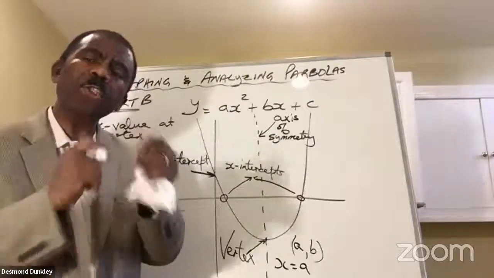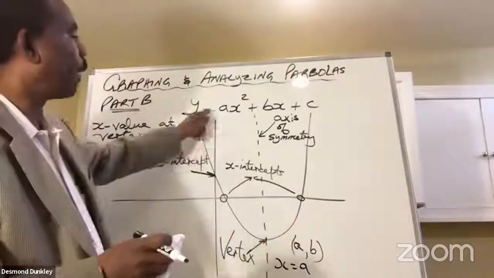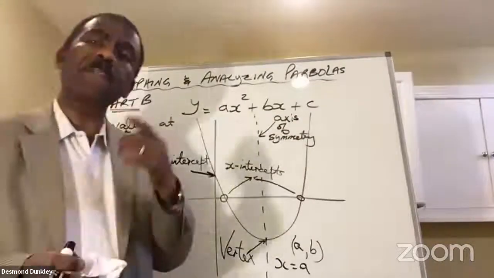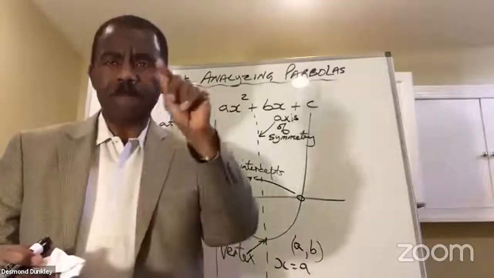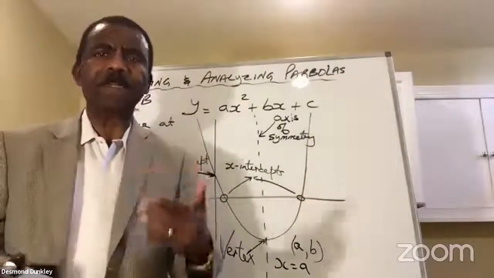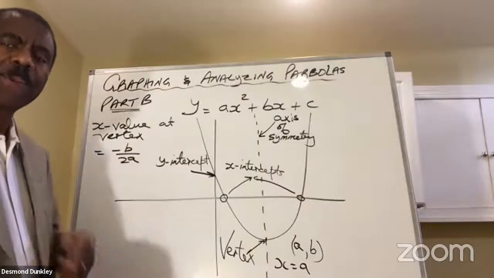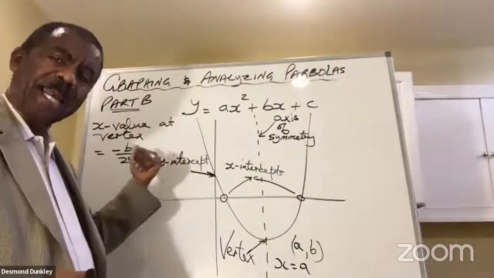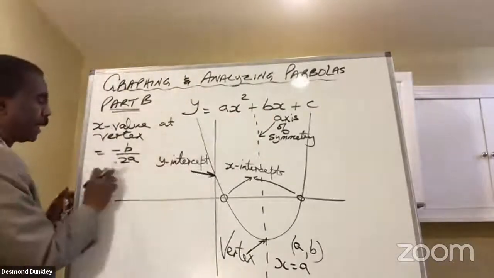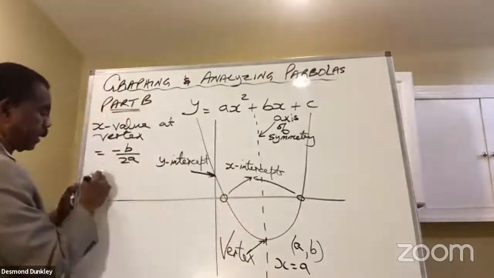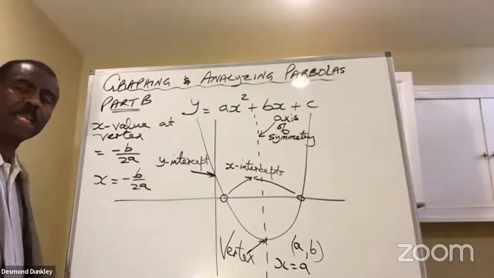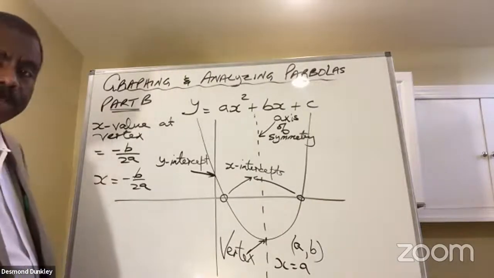Now watch this. Once you know the x value at the vertex, you plug it into the equation to find the corresponding y value at the vertex, because the vertex is a point, and points have both the x coordinate as well as the y coordinate. So you find the x by doing minus b over 2a. You find the y by plugging in the x value into the equation. Then we also know that the axis of symmetry is also x equal to minus b over 2a. That is the equation of the axis of symmetry.